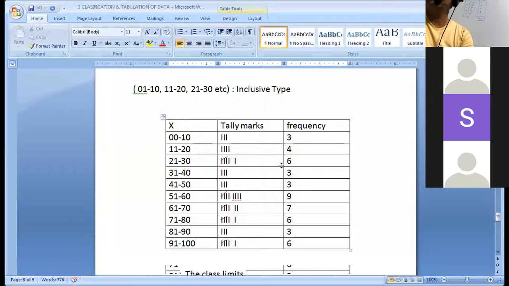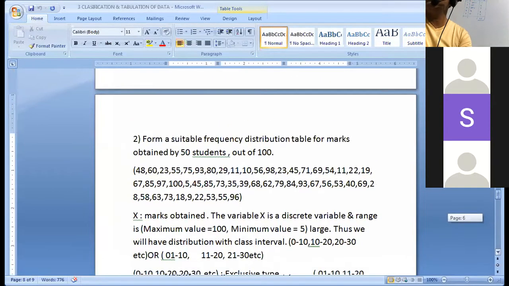Okay. So you can have this tally mark and you will get this type of frequency distribution table. Will you solve this? You take these class intervals, inclusive type, and the frequency is this. Come on, construct this table by taking 0 to 10, 11 to 20, 21 to 30, that type of class interval. Will you do it? Yes. Okay. Start.